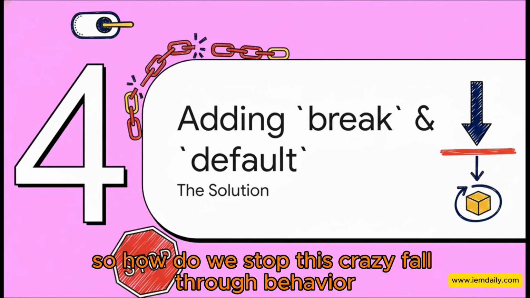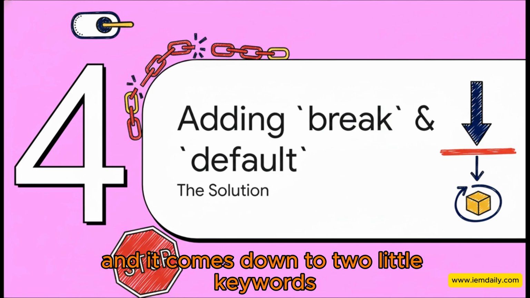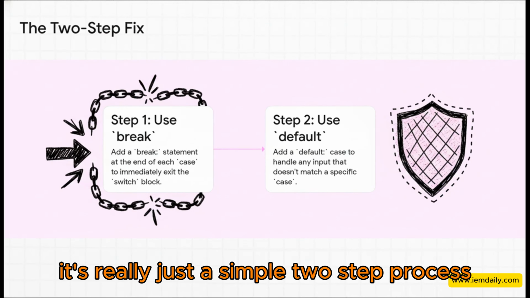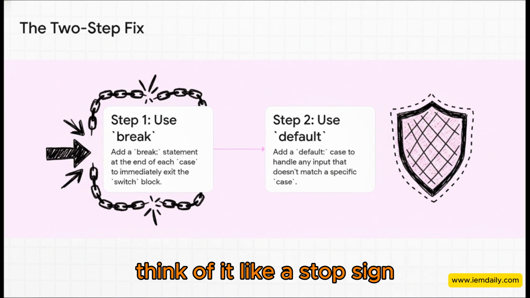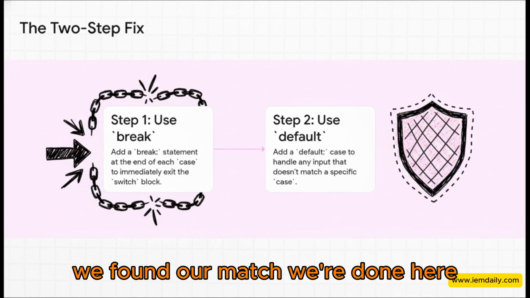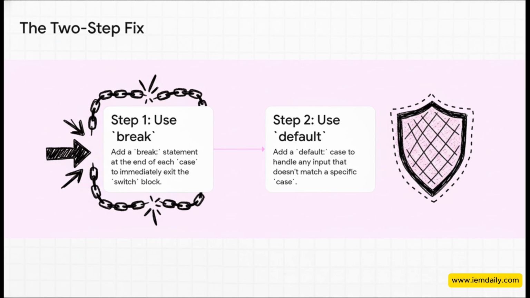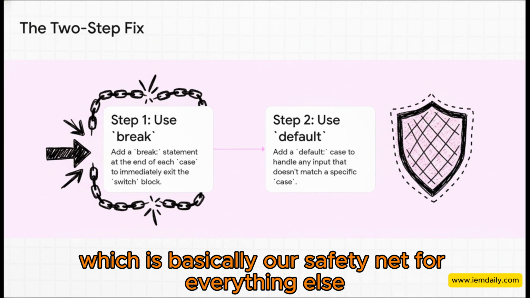Okay, so how do we stop this crazy fall-through behavior and make the switch actually do what we want it to do? The solution is simple, and it comes down to 2 little keywords, break and default. It's really just a simple 2-step process. First, at the end of each case's logic, you add the break keyword. Think of it like a stop sign. It tells the program, hey, we found our match, we're done here, get out of the switch block now. And second, we add a default case, which is basically our safety net for everything else.